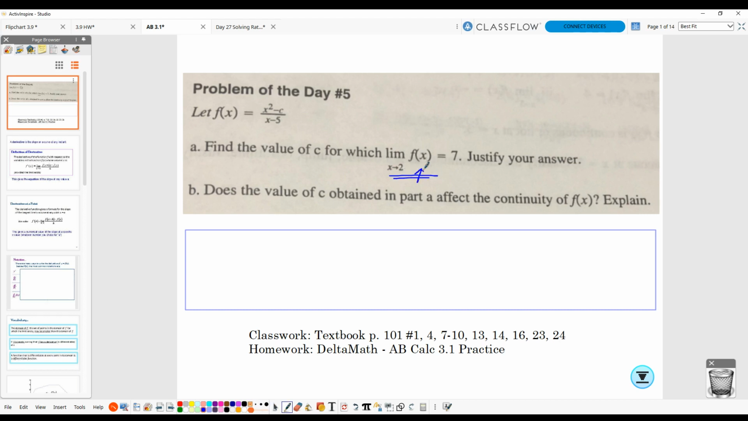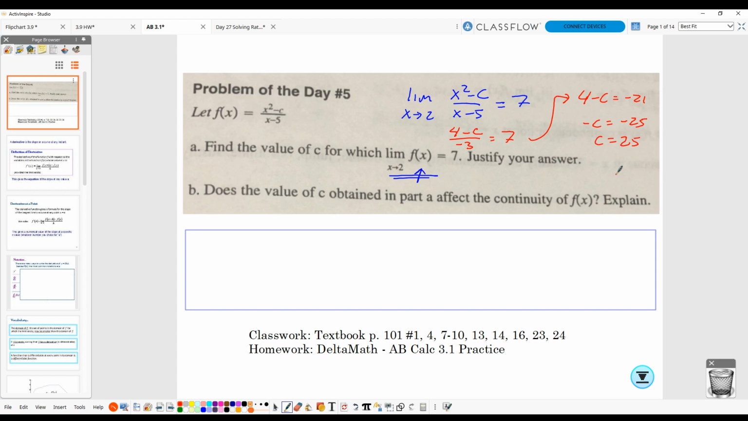Note the notation. It's the limit of, and then it has a function there. The limit as x approaches 2 of x squared minus c over x minus 5 equals 7. That limit notation means plug in that x value, plug in 2 for x. So 2 squared minus c over 2 minus 5, which is negative 3. Cross multiply, and I get 4 minus c equals negative 21. Subtract 5, and I get c equals 25.